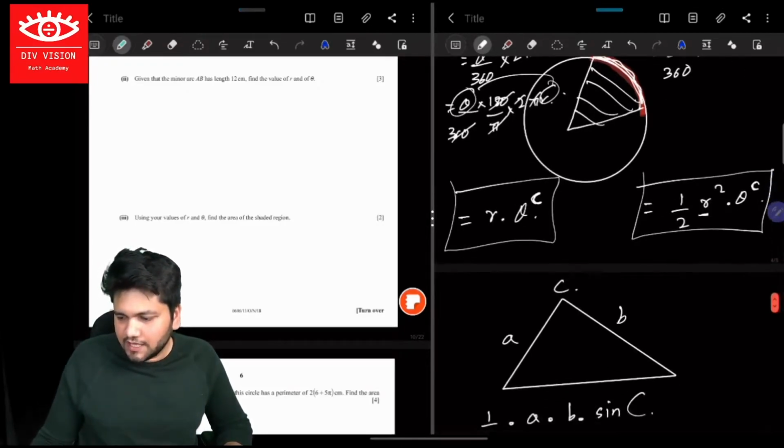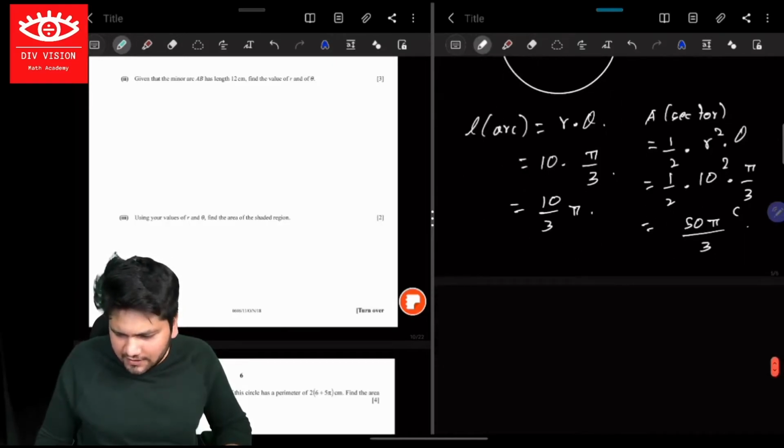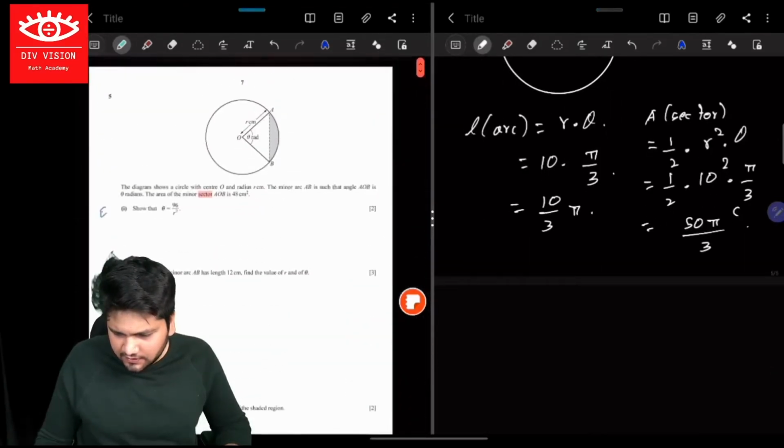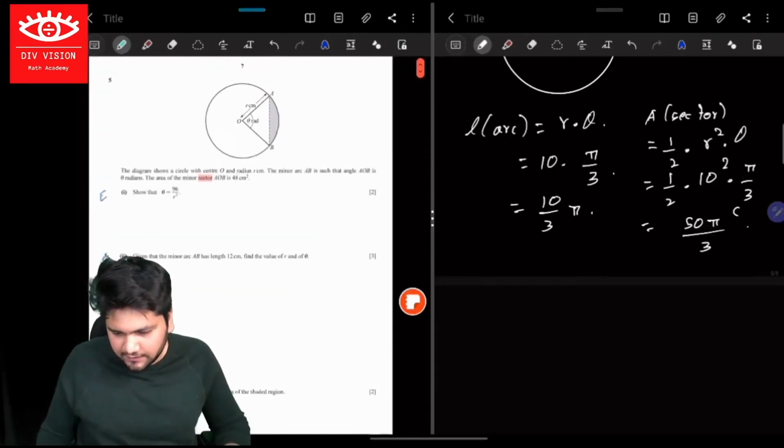So basically it's going to be half of r square into theta radian. So this was quite basic. Now let's move on to some past paper questions. I figured out some of it. So let's start with this one. This was asked in November 18.